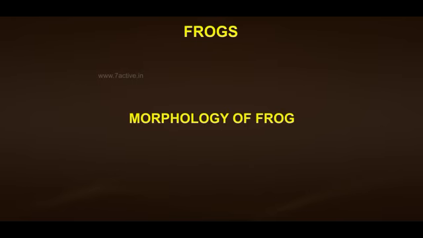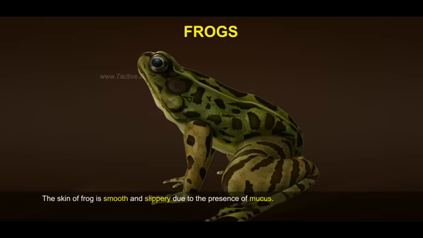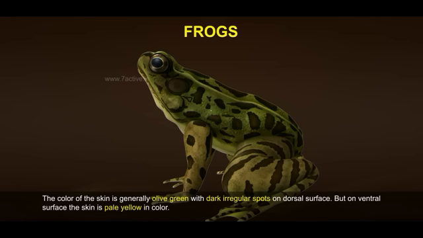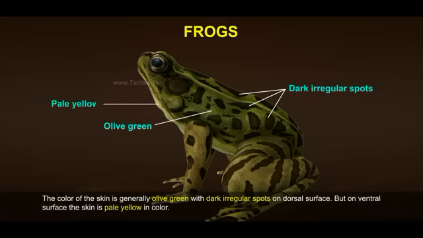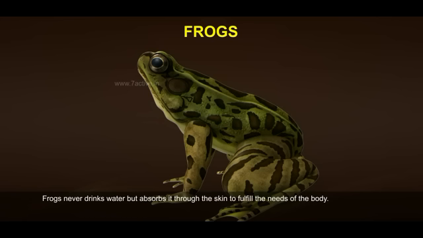Morphology of frog. The skin of a frog is smooth and slippery due to the presence of mucus. The color of the skin is generally olive green with dark irregular spots on the dorsal surface, but on the ventral surface the skin is pale yellow in color. Frogs never drink water but absorb it through the skin to fulfill the needs of the body.